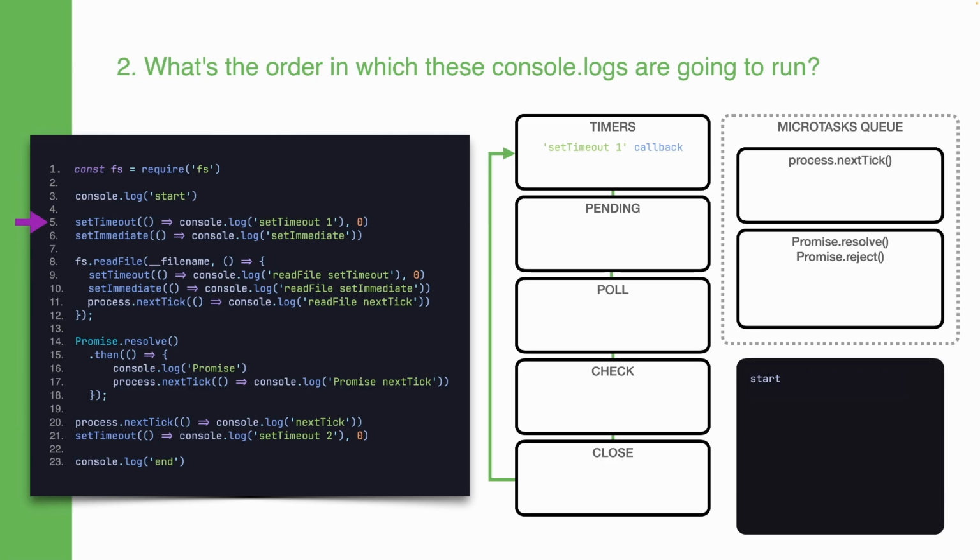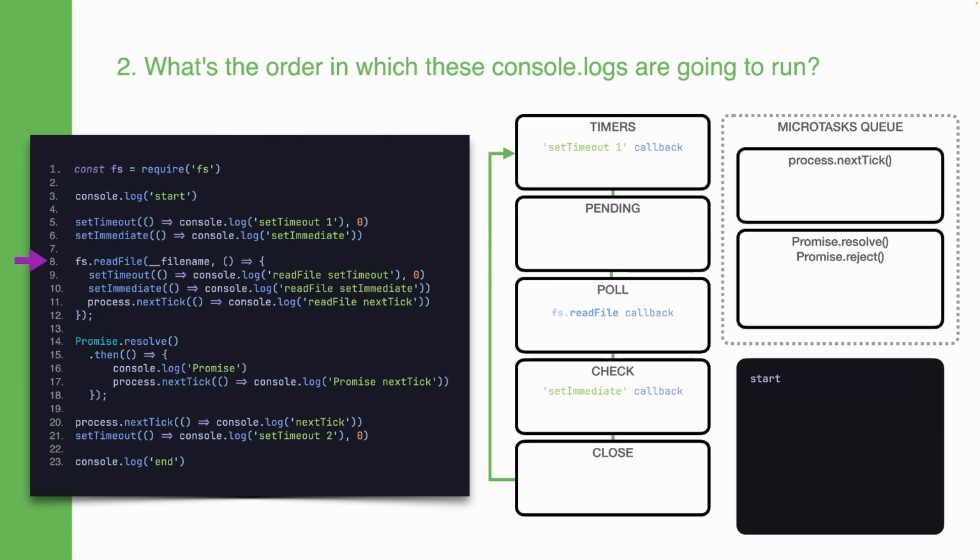Then setTimeout on line 5 adds its callback to the queue for the timers phase for the next, or first, iteration of the event loop after 0 milliseconds. setImmediate on line 6 runs and schedules its callback in the check phase, again for the first iteration of the loop. Then fs.readFile starts reading the file and registers its callback for the I/O operation.